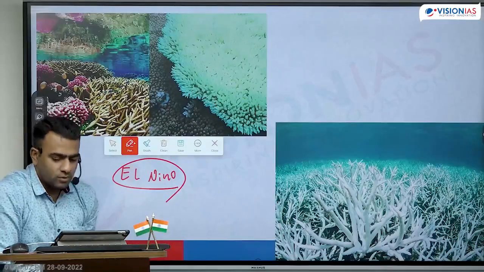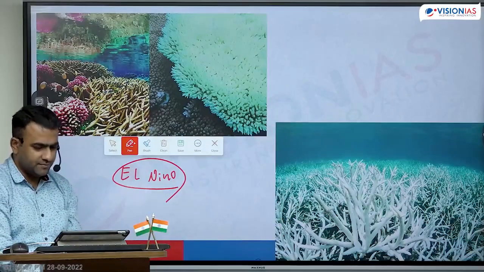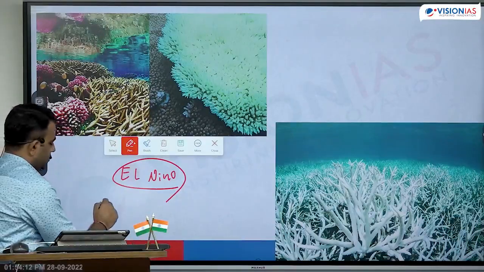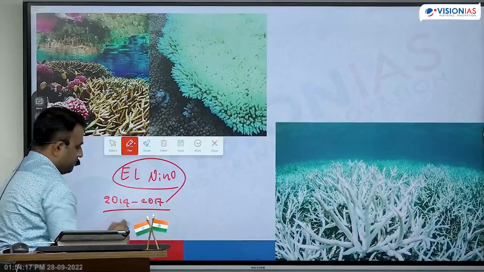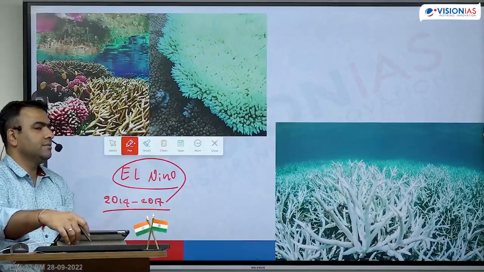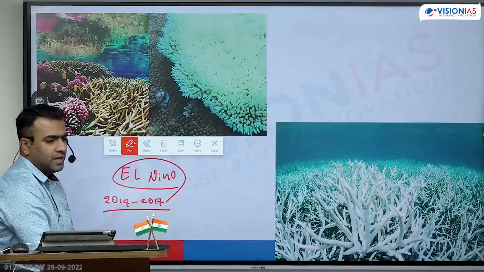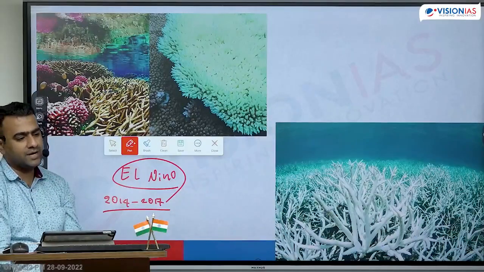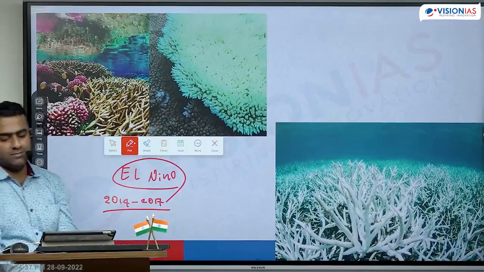So, examples of coral bleaching. Between 2014 to 2017, okay, these were El Nino years. Between 2014 to 2017, due to El Nino, nearly 50% of the Great Barrier Reef was bleached.